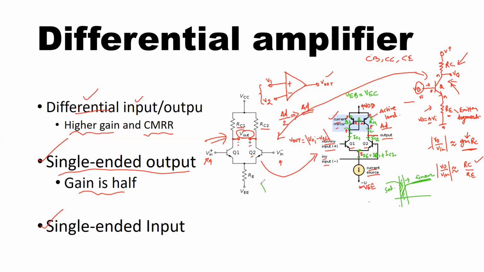Similarly, the same analysis applies to this circuit. Finally, you can also use a single-ended input. You just keep one of the inputs of the differential amplifier at ground and apply your signal to the remaining input. And then in that case, it acts as this kind of amplifier.